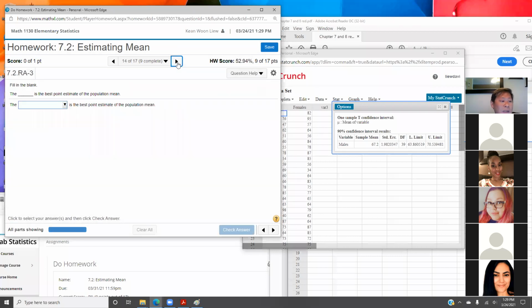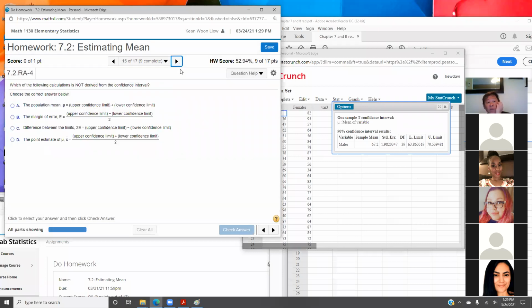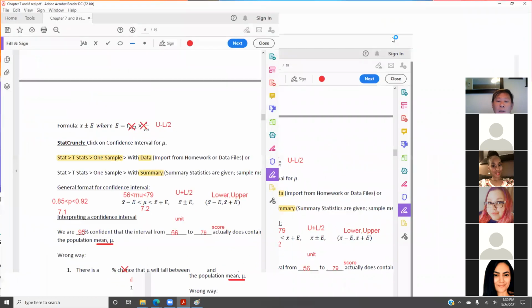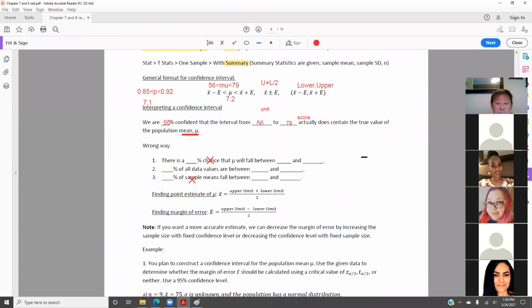And the rest of this is mostly, you can do this. So this is 7.2. So make sure you go through. This is not that tough. You're able to do this. So this is chapter 7.2. Anyone have any questions for me?